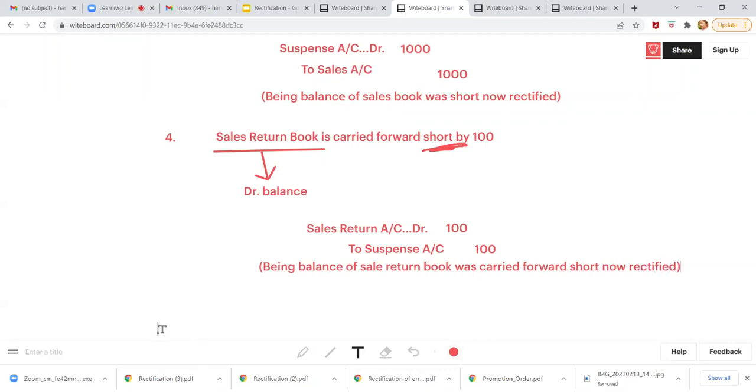Sales return book has the debit balance and there is a shortage of 100 rupees. So we have added more 100 rupees to fulfill that gap, or to rectify that error. And this is a one-sided error, so we have created a suspense account to fulfill that gap. All right. So is there any doubt, Khushi, in this question? No, ma'am. All right.